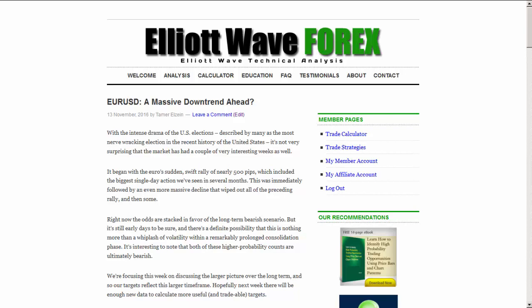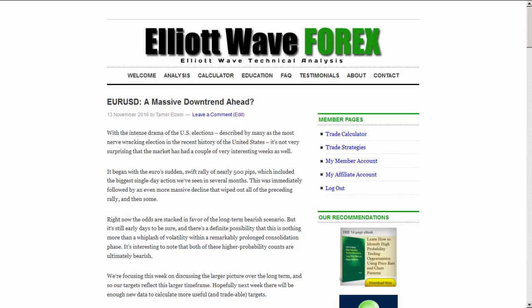Right now, the odds are stacked in favor of the long-term bearish scenario, but it's still very early days to be sure, and there's a definite possibility that this is nothing more than a whiplash of volatility within a remarkably prolonged consolidation phase. It's also interesting to note that both of these higher probability counts are ultimately bearish.